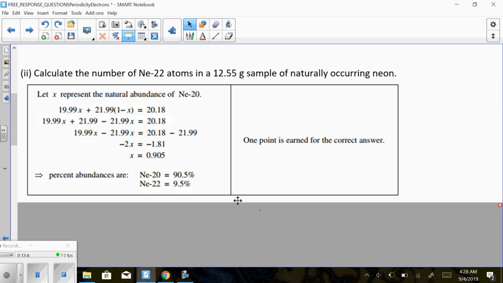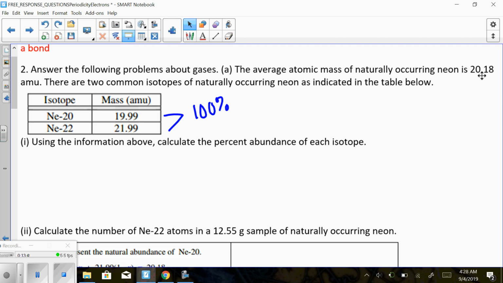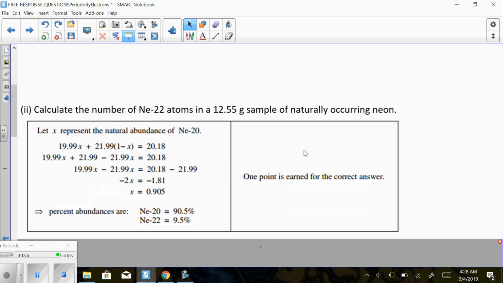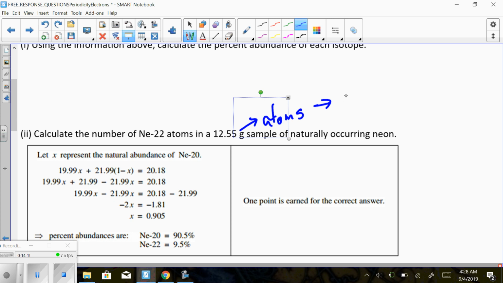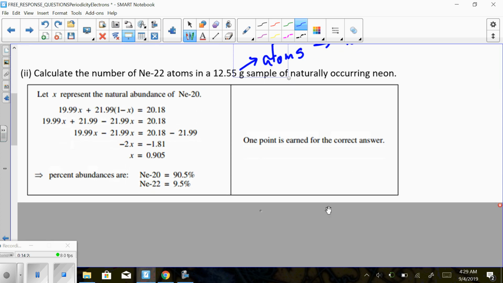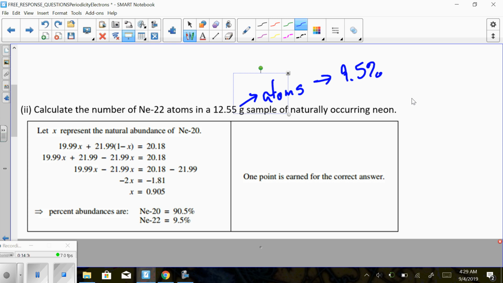And so what we want to do is, we know that the average atomic mass of everything is 20.18. But for neon 22, we just calculated that only 9.5% is neon 22. So if we can take our original sample and figure out how many atoms, and then we could take the total number of atoms and figure out what percent of that is 9.5%. Then we know how many neon 22 atoms we have. So the first step is to figure out the whole, and then we can figure out the part, because if we know the percentage, we know that always equals the part over the whole times 100.